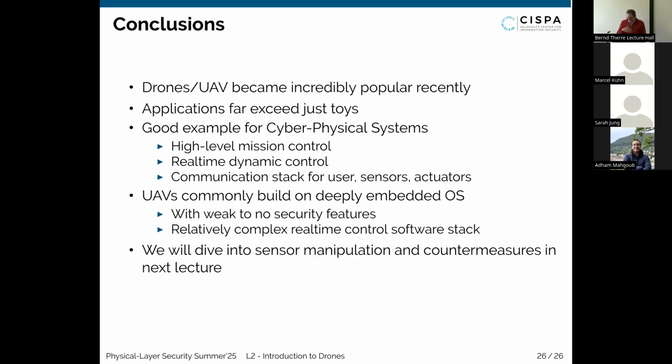Okay, so that was already the last slides of the last lecture, so we didn't miss much. And if there are no more questions on this part, I'll just jump into today's lecture.